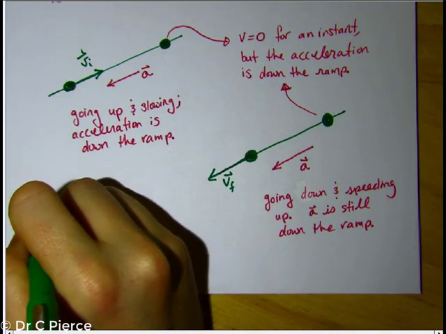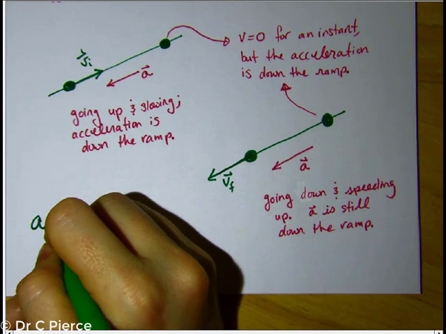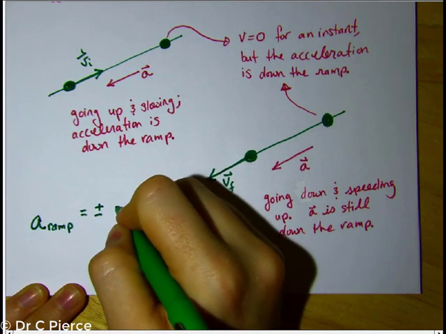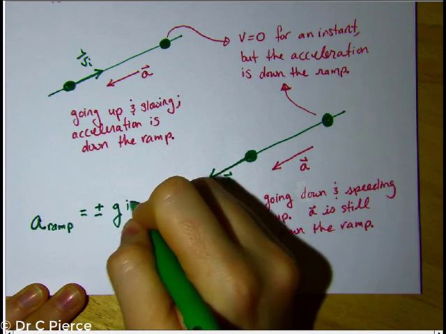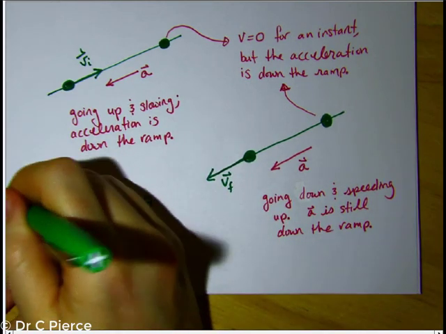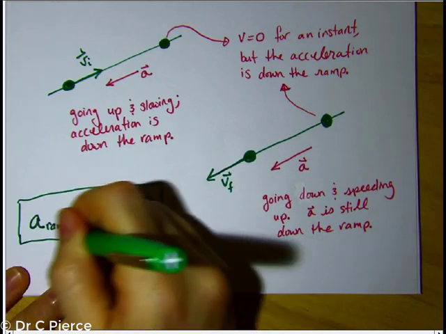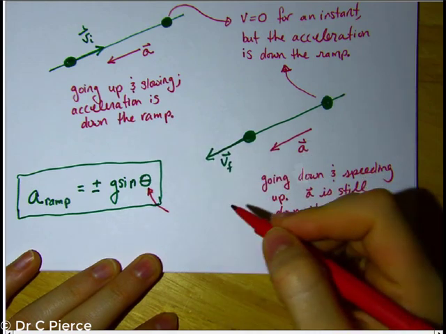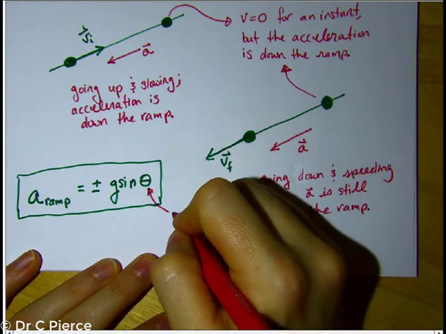The acceleration of a cart along a ramp is going to be equal to plus or minus g sine theta, where theta is going to be the angle of the ramp measured from the horizontal.